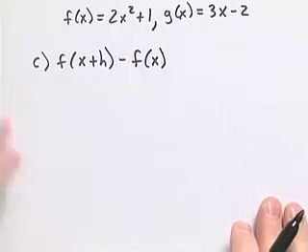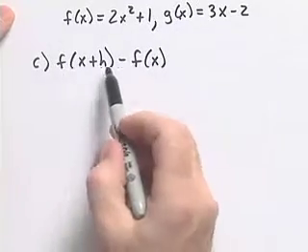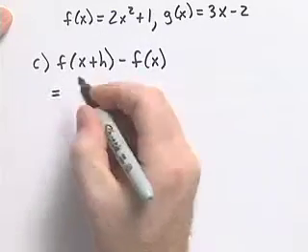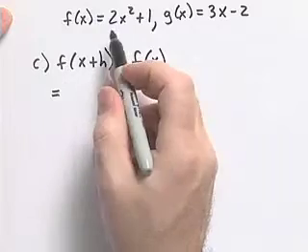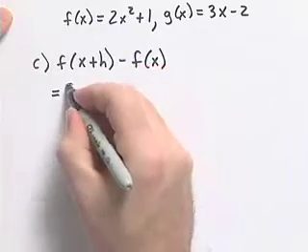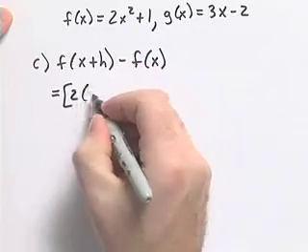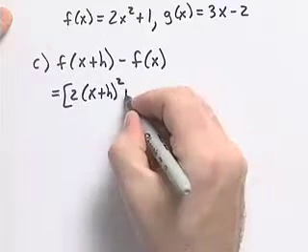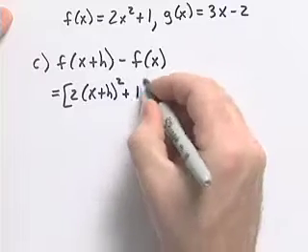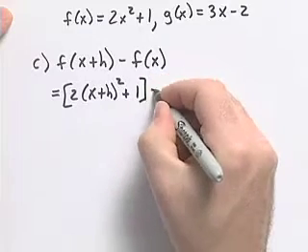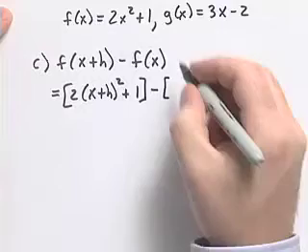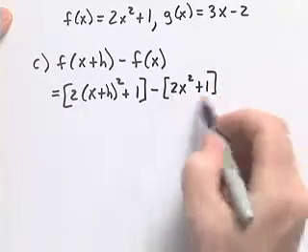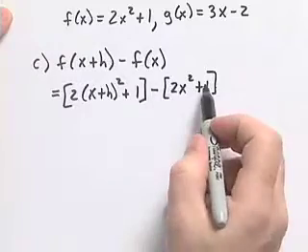For part C, we want f(x + h) − f(x), again using our two functions. We need to evaluate the function at x + h, here the function f, and so we'll get 2(x + h)² + 1, that's f(x + h), minus f(x), so we just rewrite our function, 2x² + 1. Again, grouping symbols are important because we're going to be doing a subtraction.